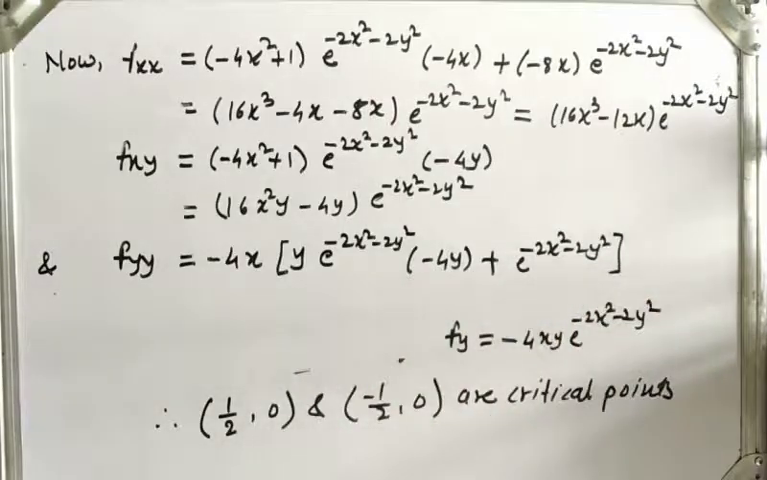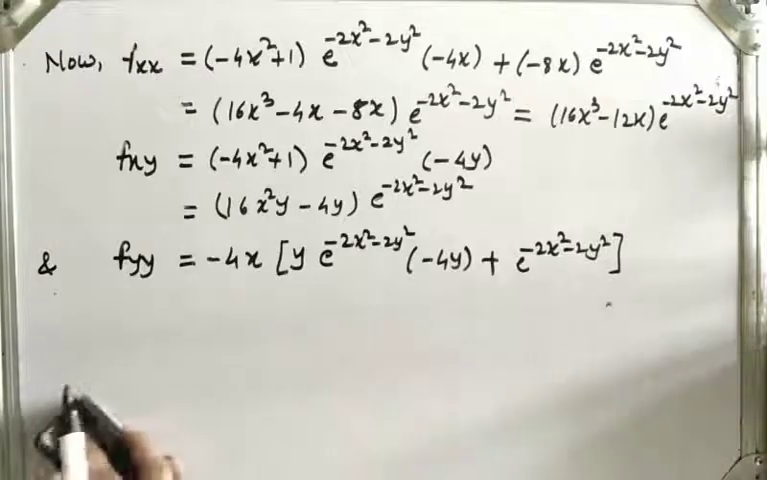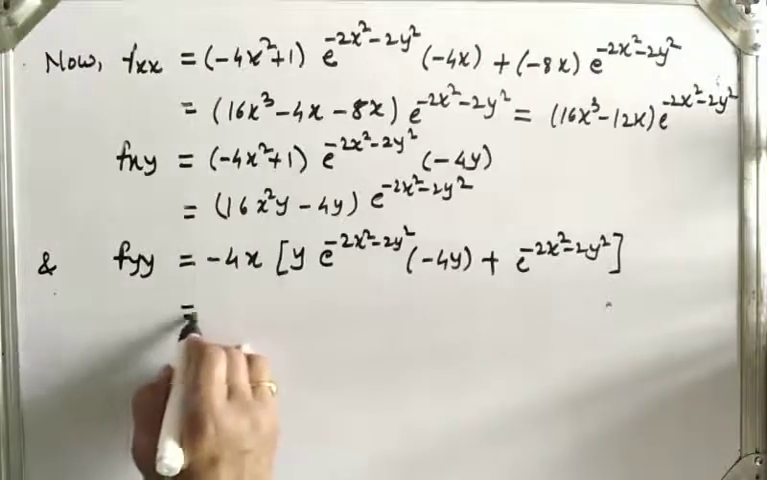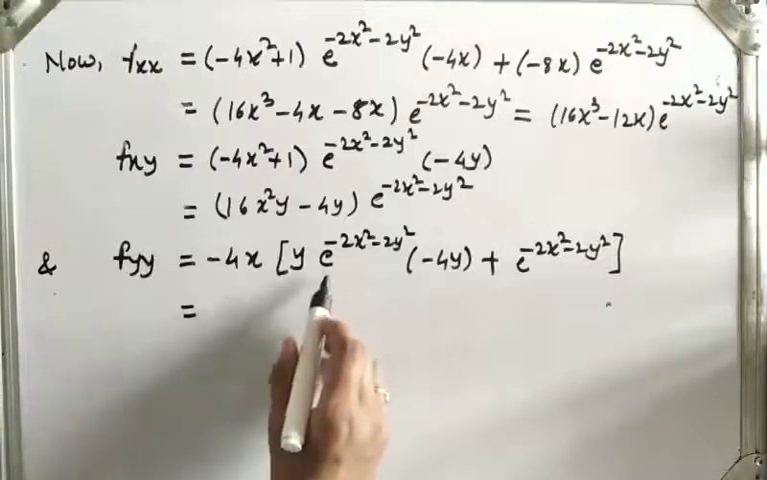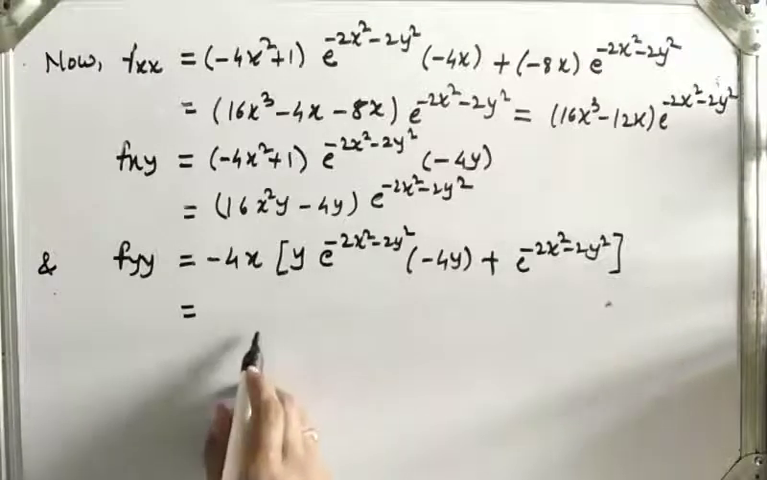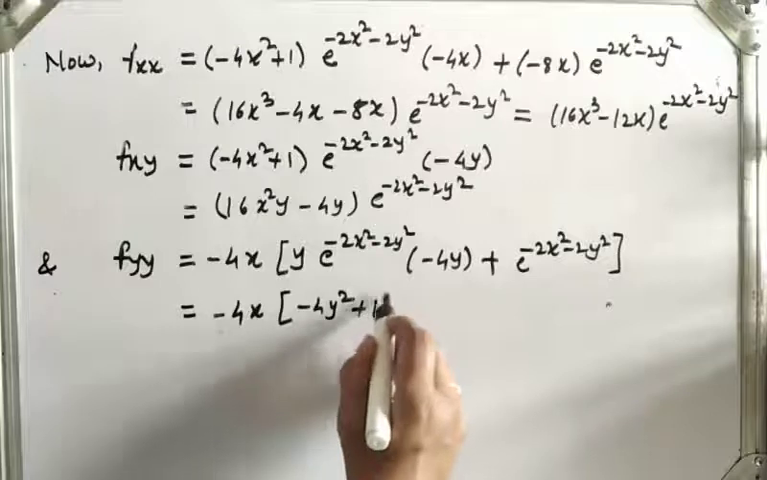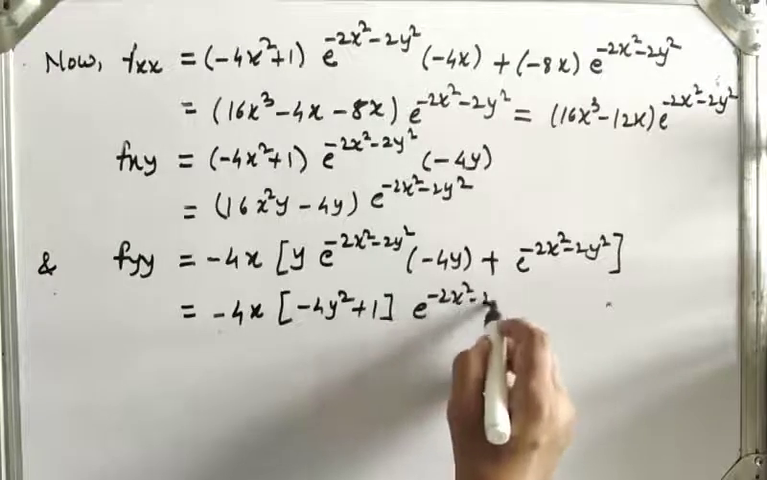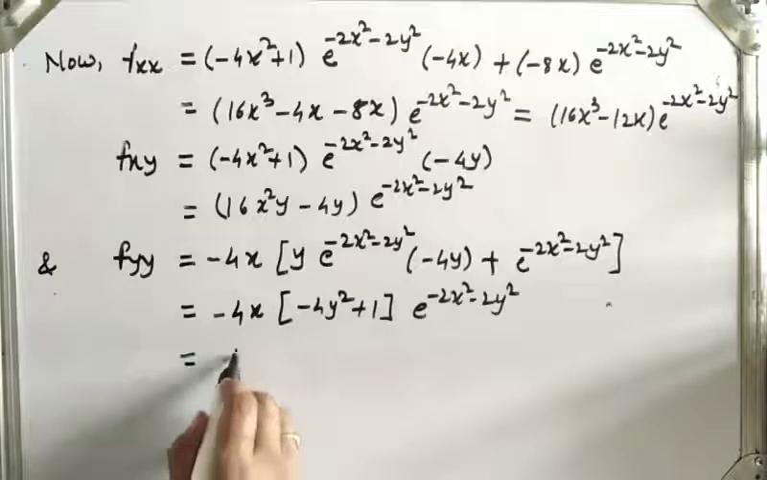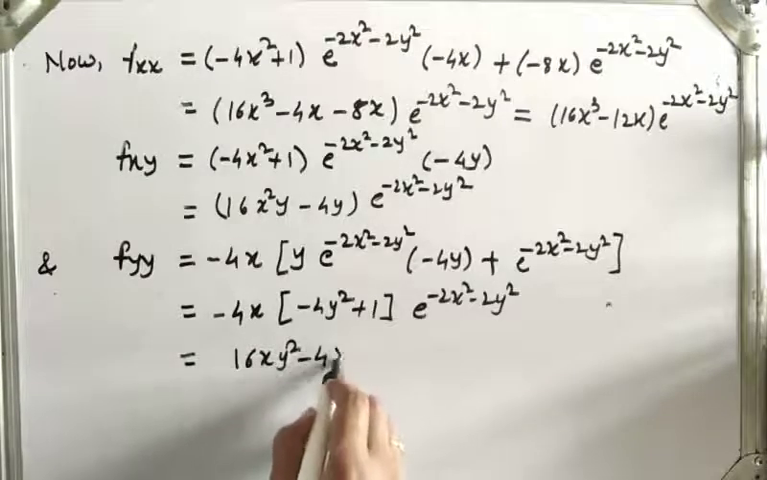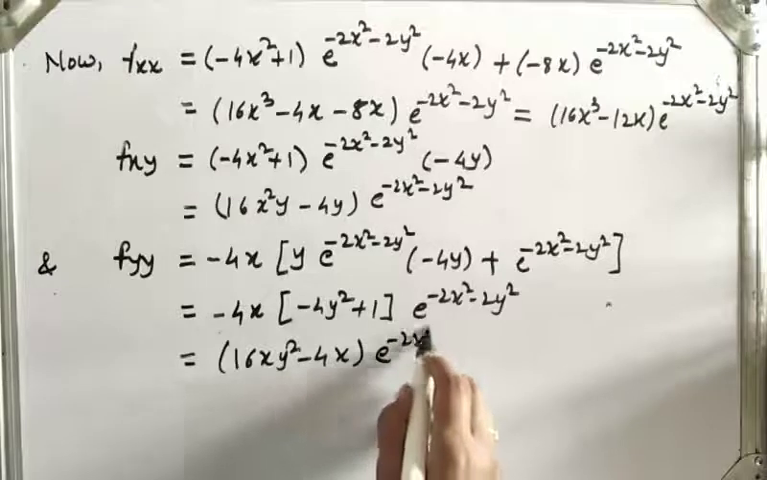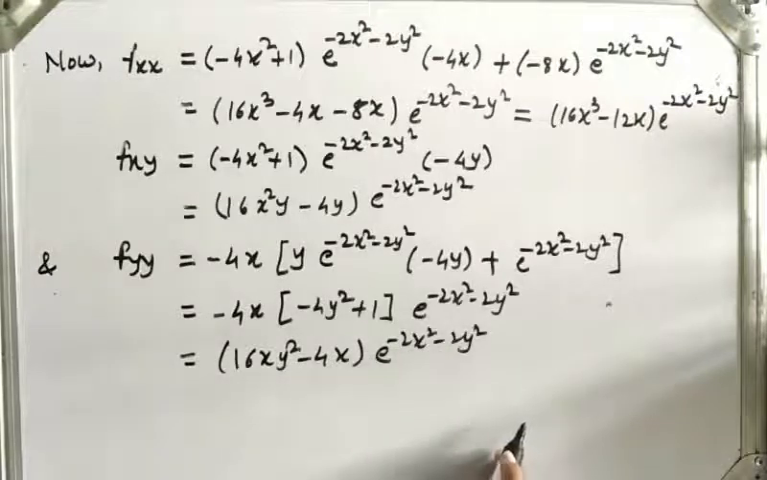Okay, let us simplify it. These are our critical points. Remember it, 1 half 0 and minus 1 half 0 are our critical points. Now let us simplify it. We can take e raised to minus 2x square minus 2y square common. So minus 4x, minus 4y square plus 1, e raised to minus 2x square minus 2y square. We can write it as 16xy square minus 4x e raised to minus 2x square minus 2y square. Okay, we found all these values which we require.